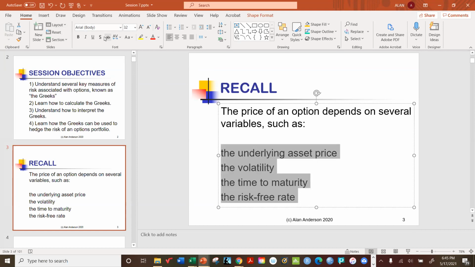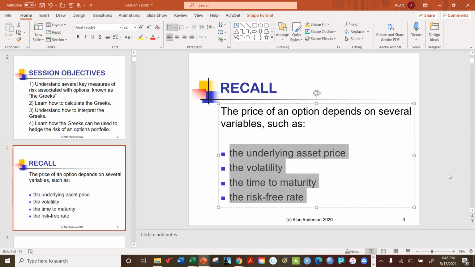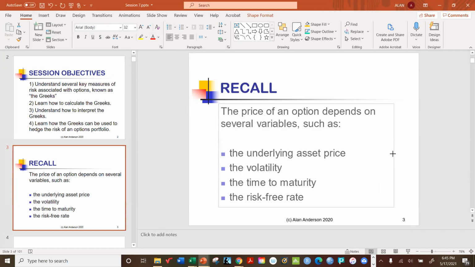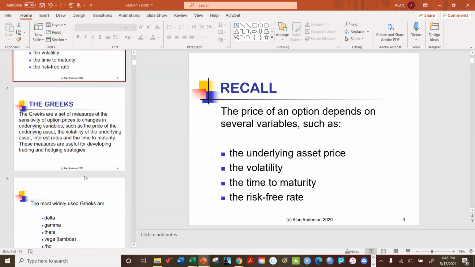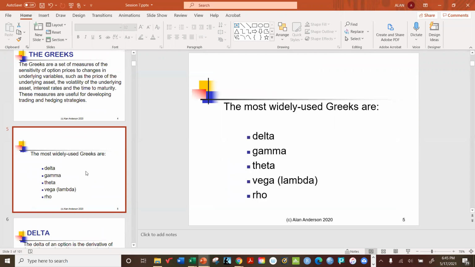And so these Greeks are designed to help us understand what could happen to the price of our option if, for example, the asset price goes up, or volatility goes up, or the risk-free rate goes down, or the time to maturity shrinks. So that's what these Greeks are for. So here they are. Now, there's more than these, but these are the most standard ones.